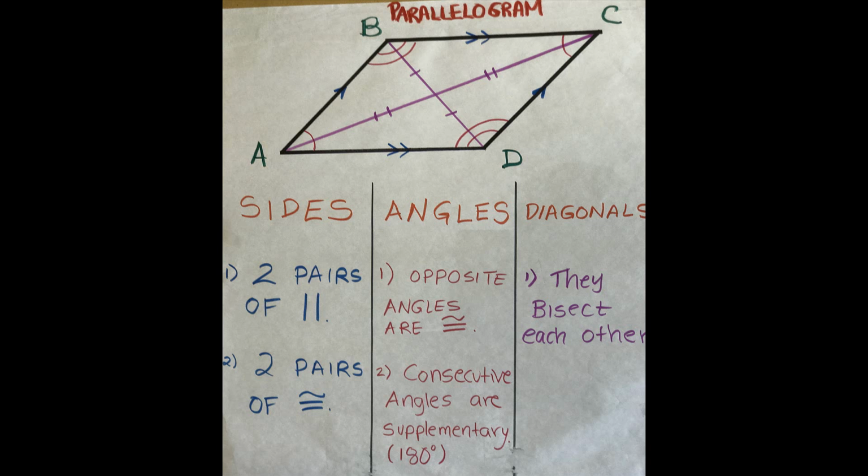For the sides, you have two pairs of parallel sides and two pairs of congruent sides. In the angles, you have opposite angles that are congruent and consecutive angles that are supplementary, which means that they make 180 degrees. And for the diagonals, they bisect each other.